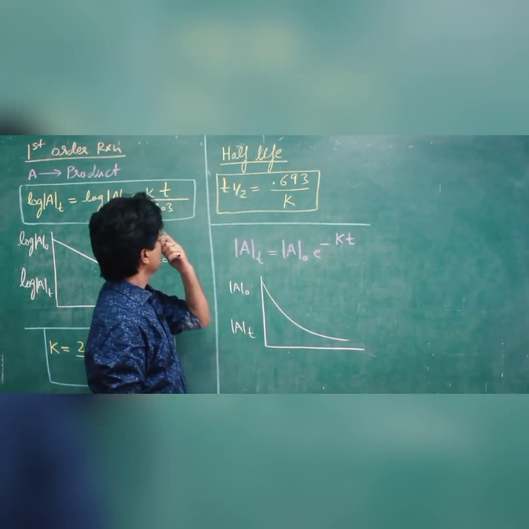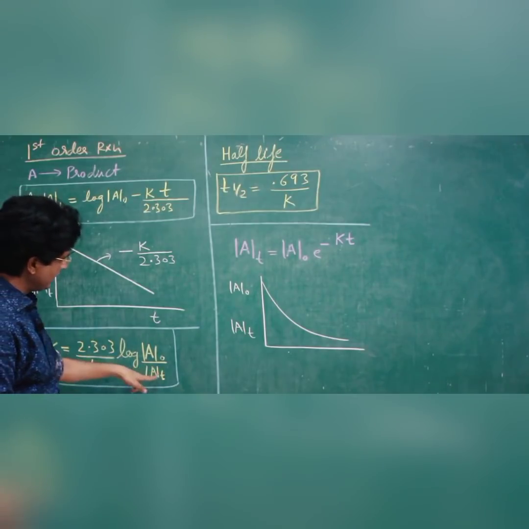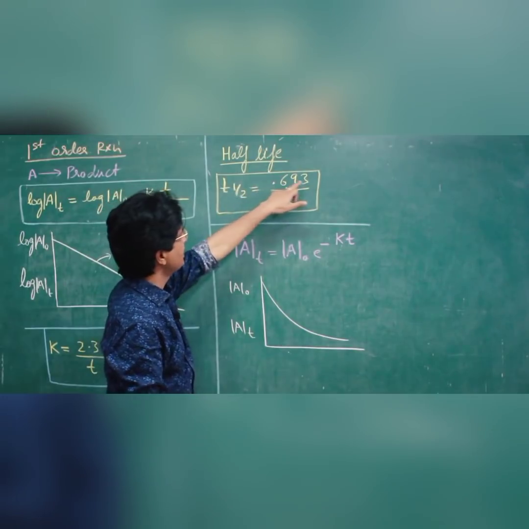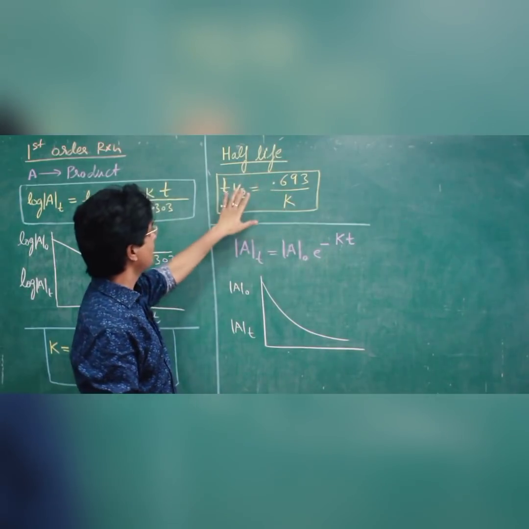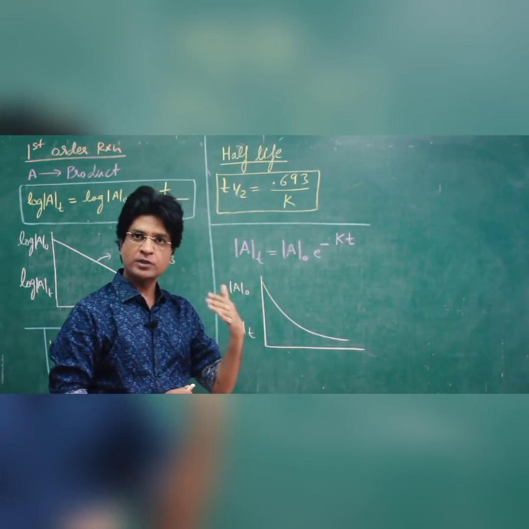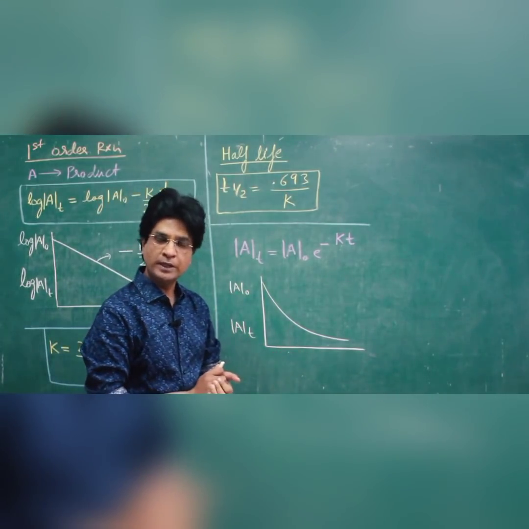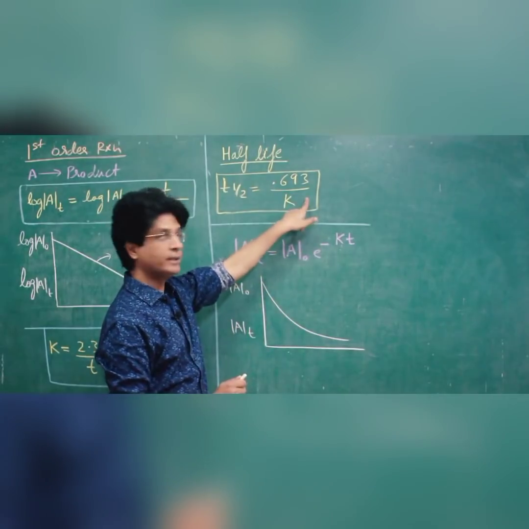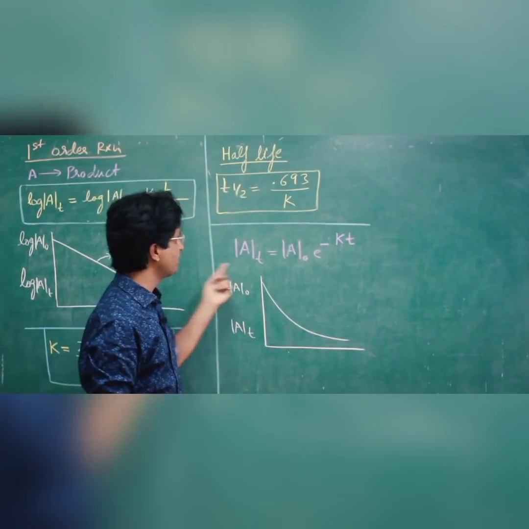Now, when you try to find the half-life by putting A_t equal to A naught by 2, you will come across that half-life is 0.693 upon K. The significance of this equation is that half-life is independent of the initial amount, unlike the zero order reaction where the half-life was directly proportional to the initial amount. Here half-life is independent of the initial amount. This is very important. And there is one more form of first order reaction, the exponential form.